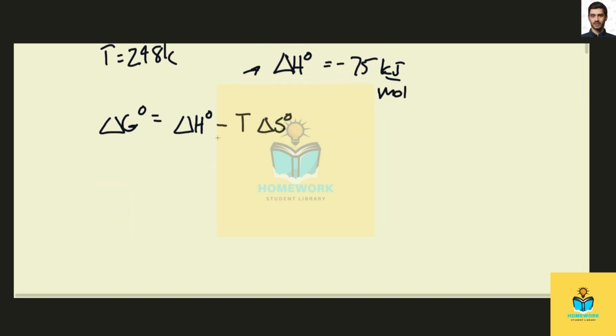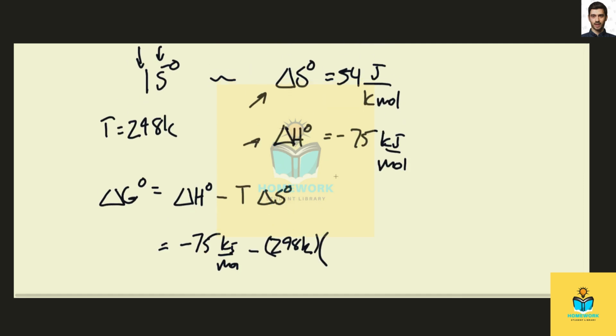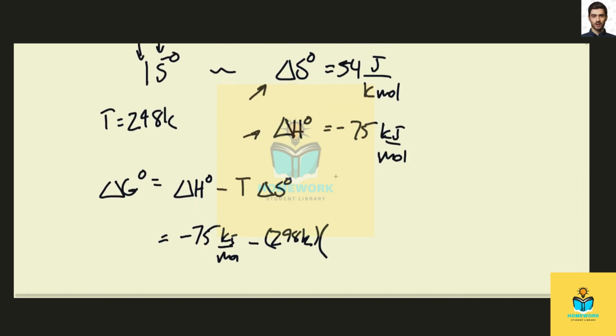Let's do it. So I see negative 75 kilojoules per mole minus 298 Kelvin times, and what do we have for delta S? We have 54 joules per Kelvin per mole. Let's convert that to kilojoules real quick because we want to have matching units. That would be nice.